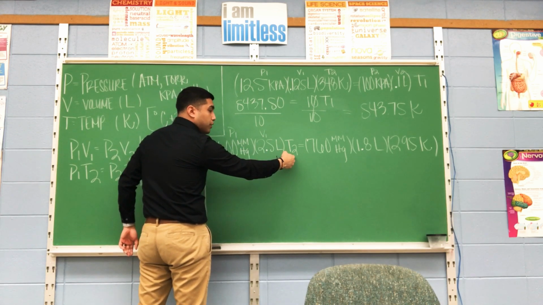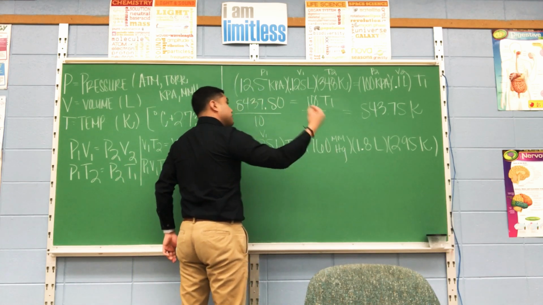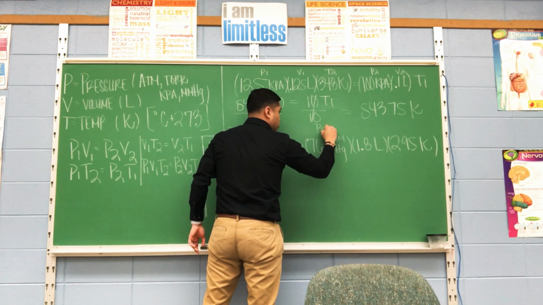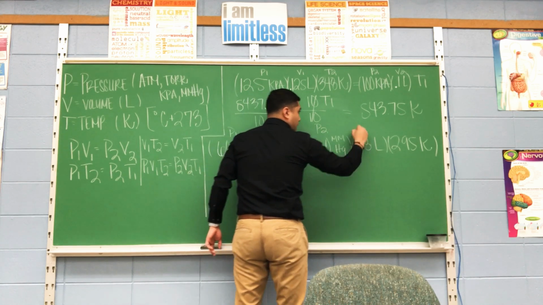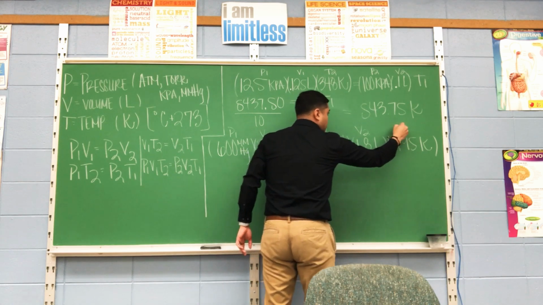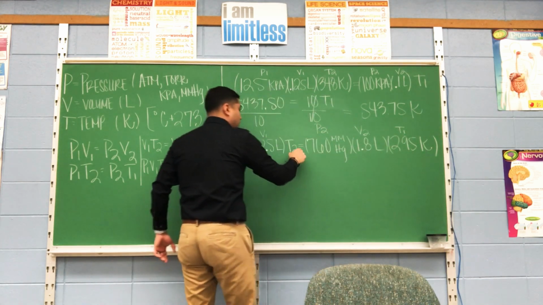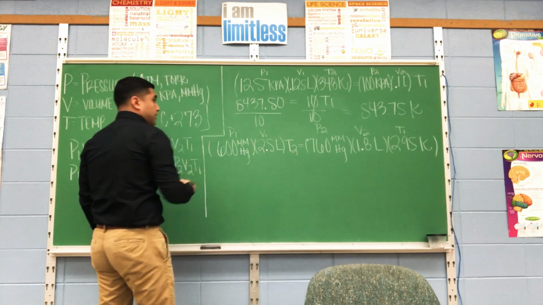I am solving for temperature 2, so I'll leave that alone. This is millimeters of mercury once again. This would be my pressure 2. I have liters again, that's my volume 2. And then I have K, which is temperature. That's my temperature 1. Remember, temperature 1 is always on the right side of my equal sign. Temperature 2 is always on the left side.